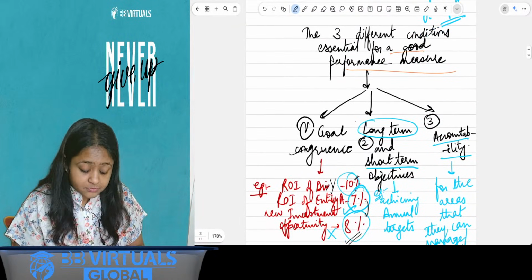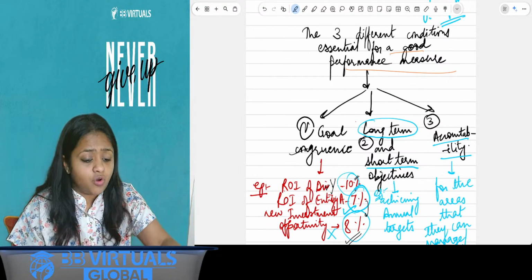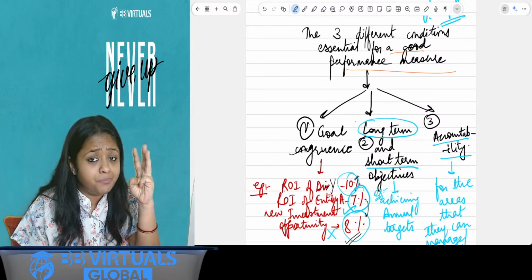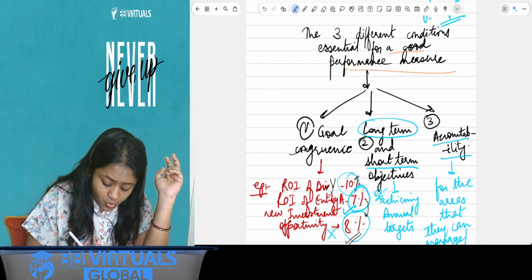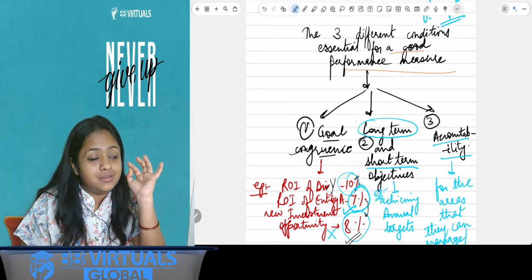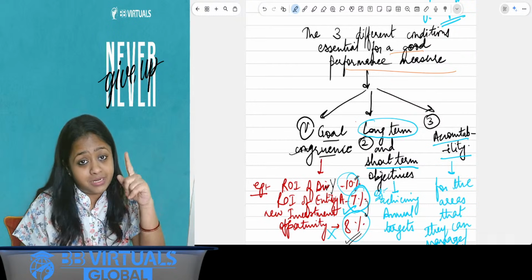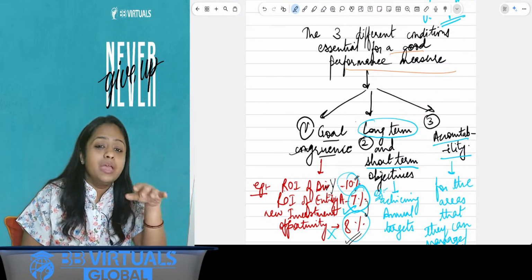Now, in order to measure the performance of a division or an entity, remember there are three main important factors that we consider. Goal congruence. Goal congruence simply means that the goals of an entity should be the same goals for a division, but that is where the problem comes in. I'll give you a reason.